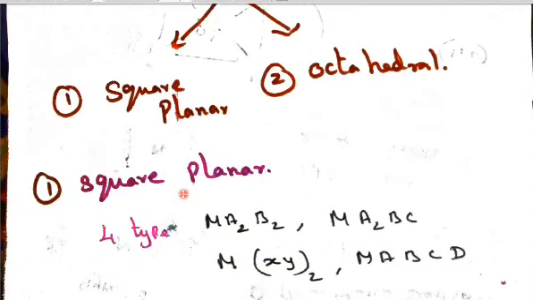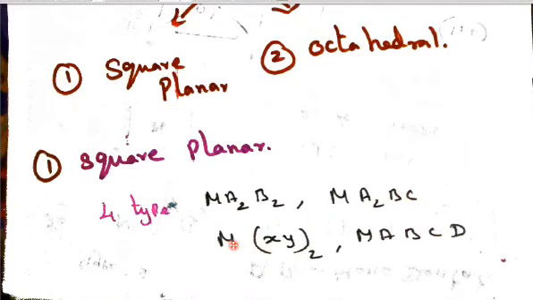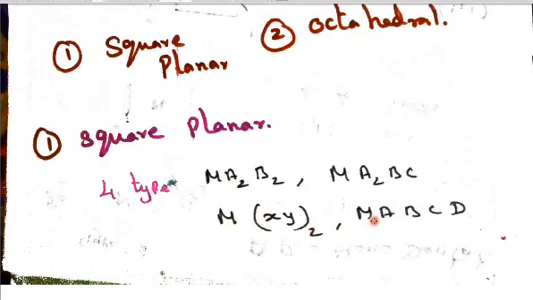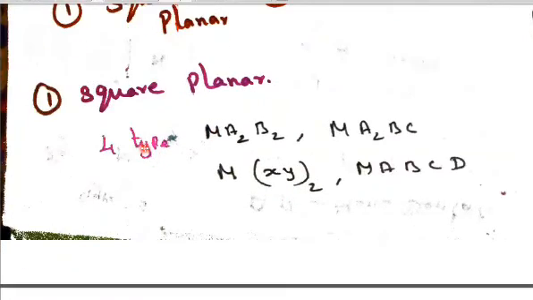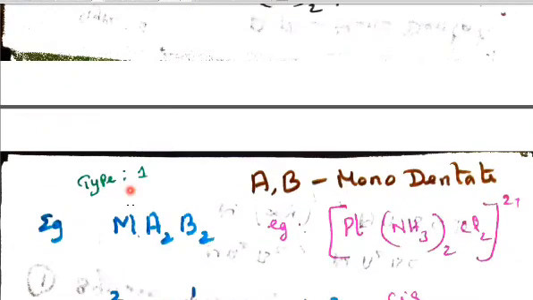Now we will see the square planar, four types of square planar. M A2 B2, one type. M is called the central metal and these are the ligands. So M A2 BC is another example. Next, M is a central metal, XY is another ligand type, and MABCD is another. So there are four types of ligands attached to the central metal. It gives a square planar. Let us see one by one example.